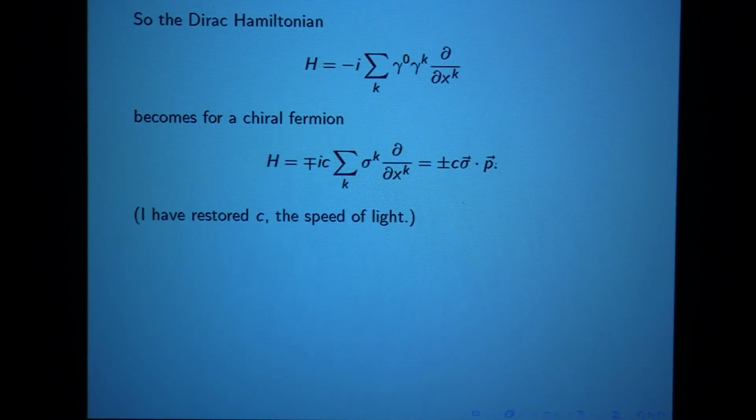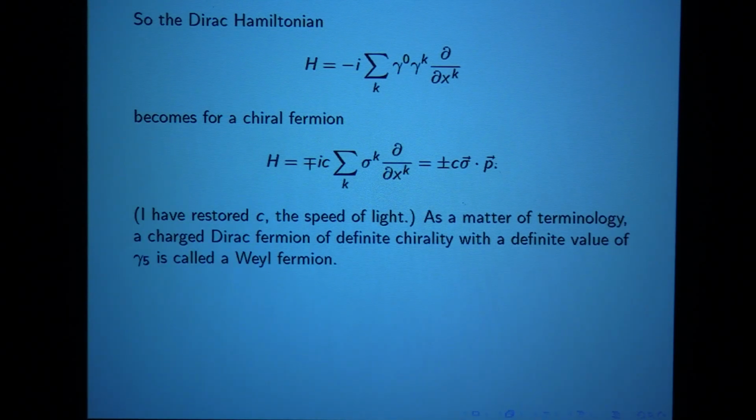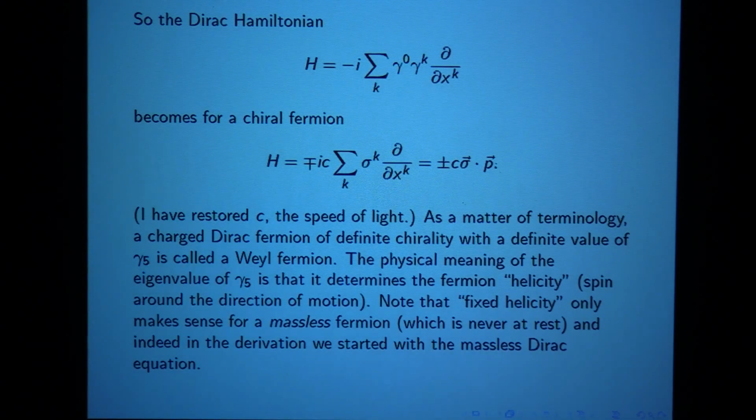In writing this formula, I restored the speed of light. As a matter of terminology, a charged Dirac fermion of definite chirality, with a definite value of gamma 5, is called a Weyl fermion. The physical meaning of the eigenvalue of gamma 5 is that it determines the fermion helicity. Helicity is defined as the spin along the direction of motion.